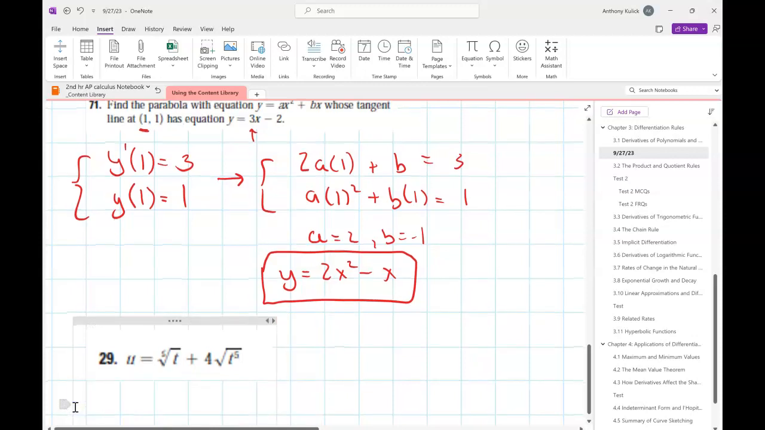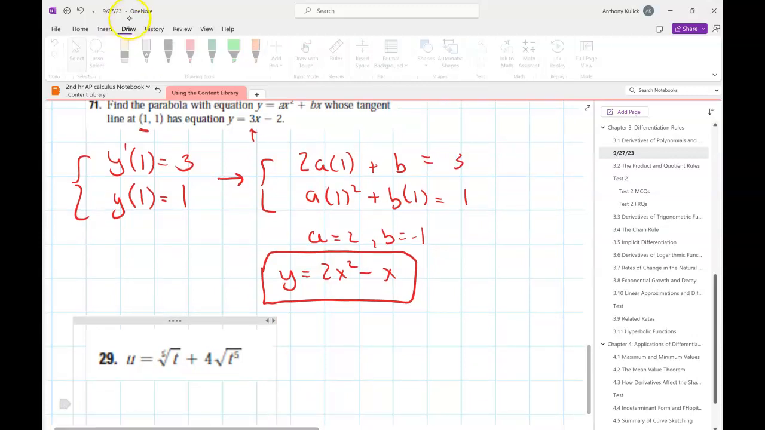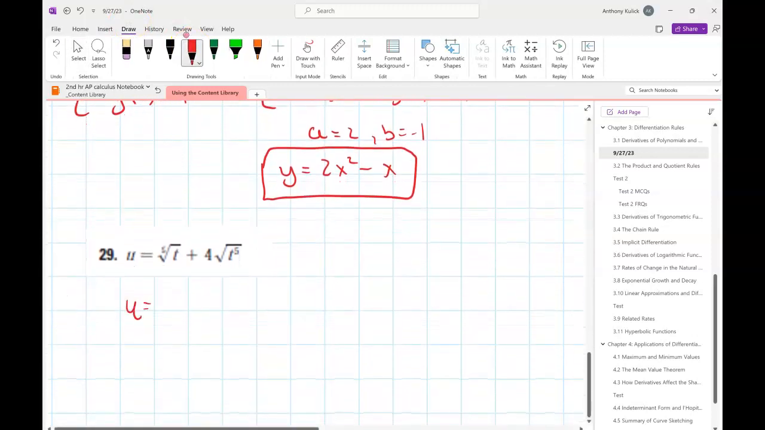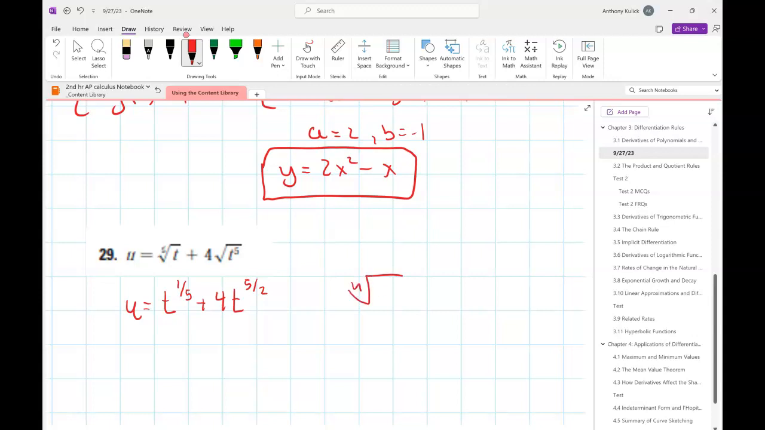I think that's a 5 up there, isn't it? Okay. So again, first order of business is to put this in a form where I can use my power rule. And the key here is remembering that rule from Algebra 2.